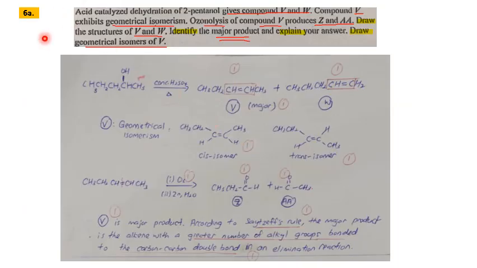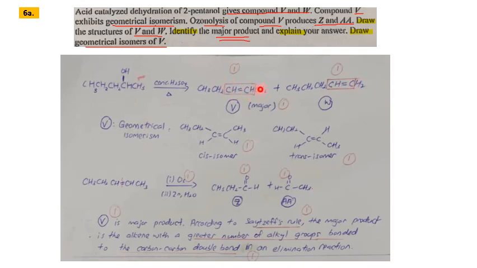Okay, question 6. I divide it into 3 parts. Acid catalyst dehydration of 2-pentanol gives compounds V and W. So this is elimination, and it gives a carbon-carbon double bond, an alkene. So I transform this into the equation. This is 2-pentanol with concentrated H2SO4 and heat, and then it forms 2 alkene compounds.